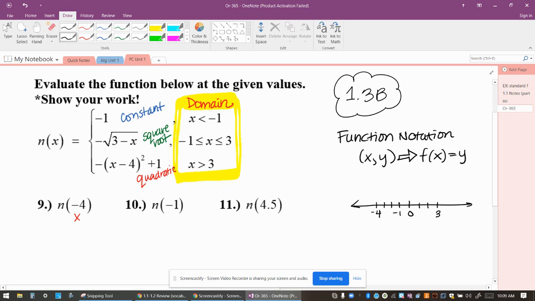So that means that it belongs to the constant function, since the domain for the constant function is any number x that's less than -1. -4 is less than -1. So I'm going to substitute that -4 into the piece that has the constant. Since that's the only place I can substitute the x value, and notice there are no x's in a constant function, that's your answer.